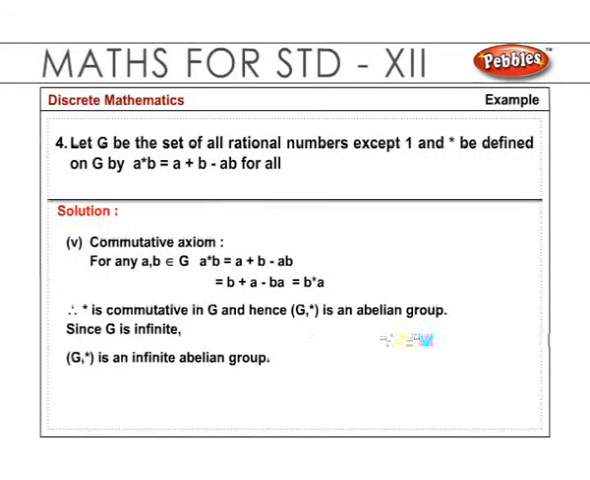5. Commutative axiom. For any a, b belonging to G, a asterisk b is equal to a plus b minus ab is equal to b plus a minus ba is equal to b asterisk a. Therefore, the operation is commutative in G, and hence G comma asterisk is an abelian group. Since G is infinite, G comma asterisk is an infinite abelian group.